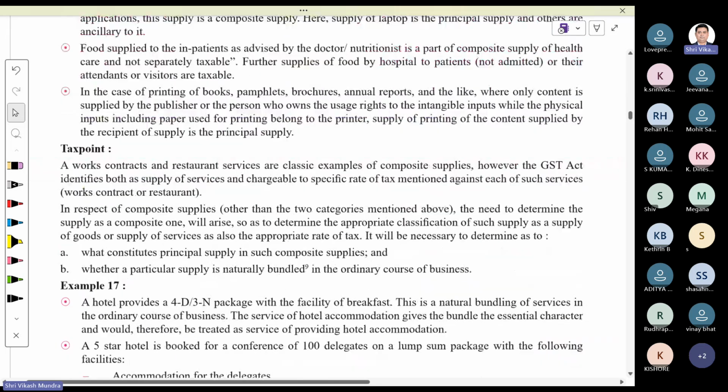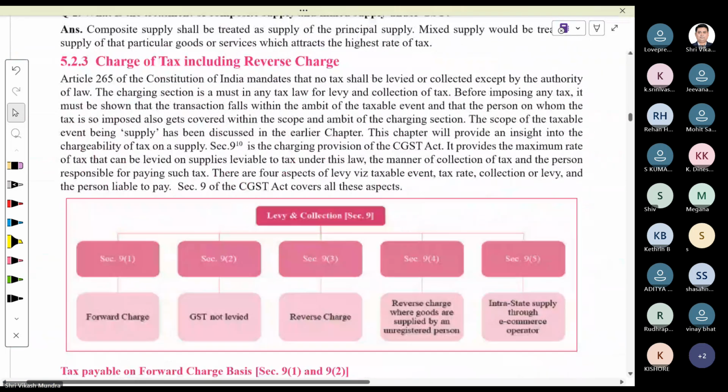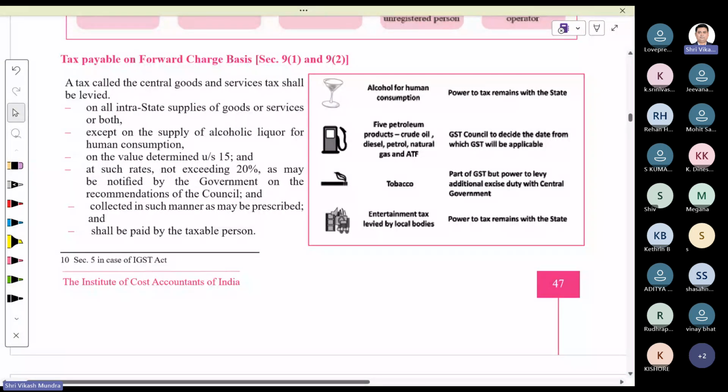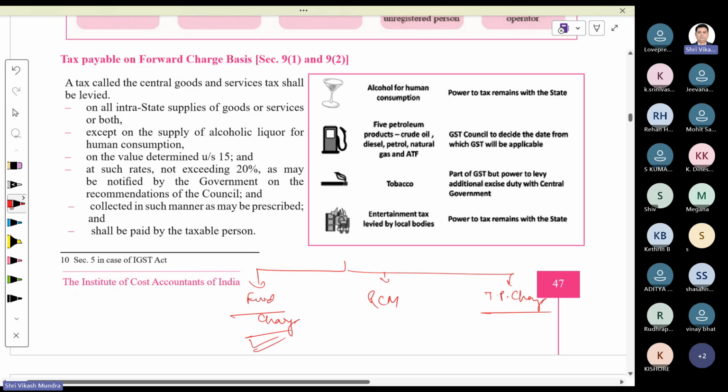Now, after doing this, charge of tax. There are three types of charges. Two are known, and one I have added for better understanding, so I'm saying there are three types of charges: forward charge, reverse charge, and, loosely, I'm using the word third party charge. Forward charge. In general, most goods or services under GST are subject to forward charge.